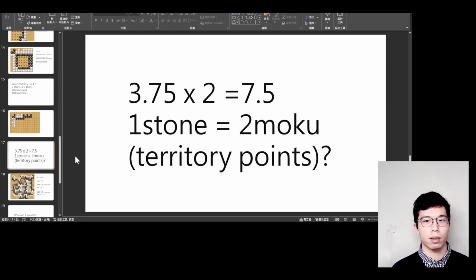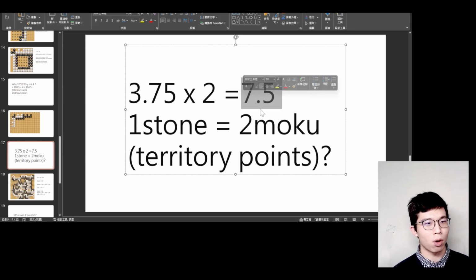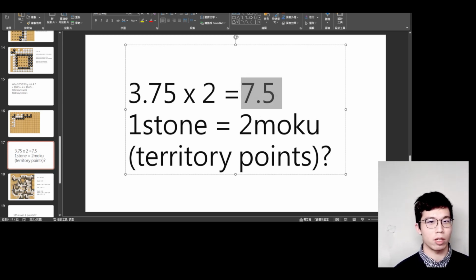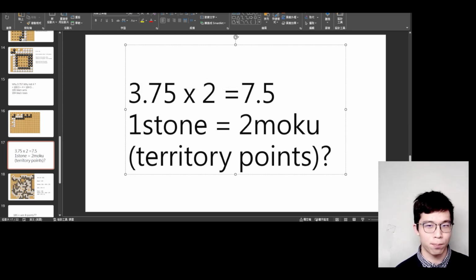To the next topic. We often think 1 stone equals 2 moku. Why? Because we say in Chinese rule the Komi is 7.5 points, which actually is not accurate because it should be 3.75 stones, but not 7.5 moku or territory points. But we usually say that because we generally think 1 stone equals 2 moku, or territory points. Why do we think that? Let's see an example.